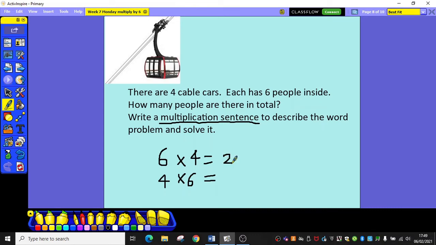So obviously the answer to that is 24. 2 lots of 6 is 12. There, double it, giving me 4 lots of 6, which is 24. Okay, so when it says write a multiplication sentence, that is what you are going to need to do, please.